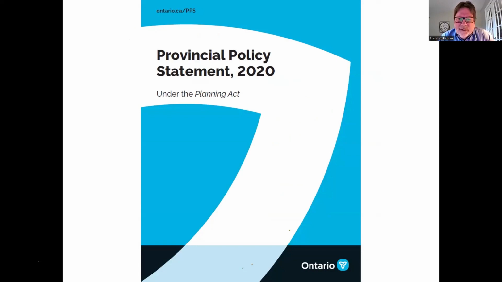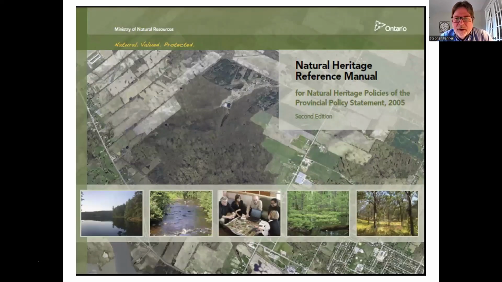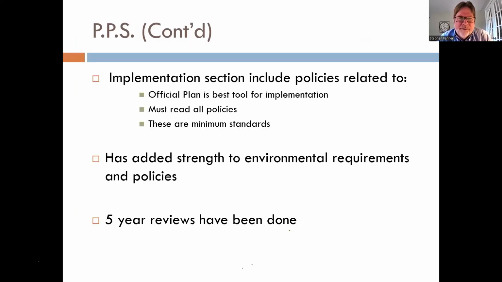The provincial policy statement, as I mentioned, is really a part of the top-down approach. Official plans must be consistent with the PPS. This is stronger language than what was there before. You used to only have to have regard for the PPS, so you could open it up, read it, and then put it aside and say you had regard for it. A number of implementation guidelines were produced for this, one of them being the Natural Heritage Reference Manual. This was for an old version of the provincial policy statement, but it's actually still in effect now.